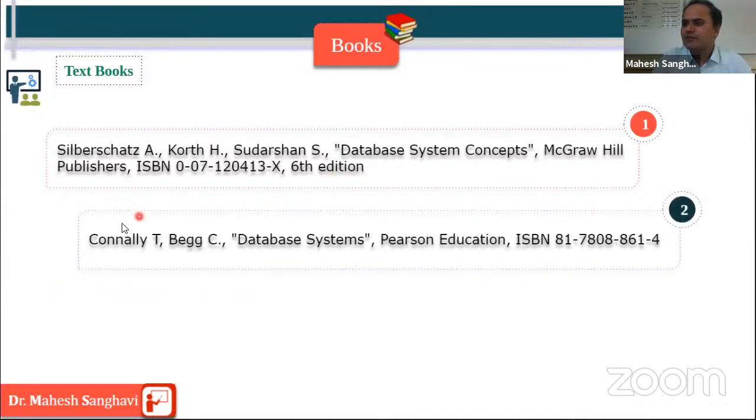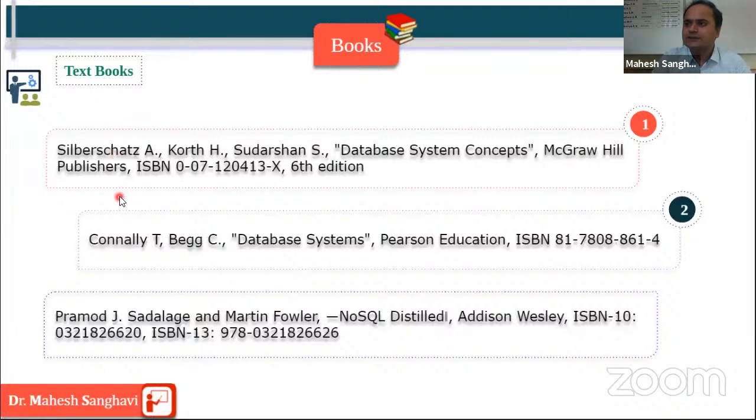Then your second textbook will be Connolly and Begg, Database Systems. This is from Pearson Education. So friends, this is also the second book which is important. That is on your textbook list.